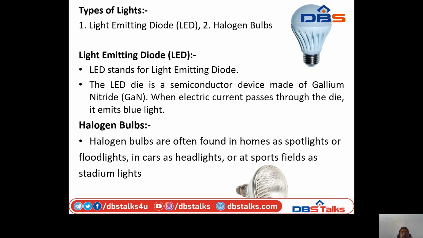Halogen bulb. Halogen bulbs are often found in homes as spotlights or footlights, in cars as headlights, or in sports fields as stadium lights.